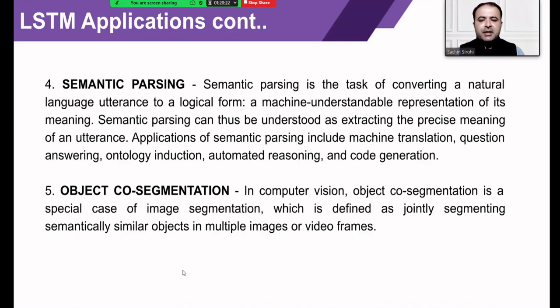Object co-segmentation in computer vision. Object co-segmentation is a special case of image segmentation, which is defined as jointly segmenting semantically similar objects in multiple images or video frames.